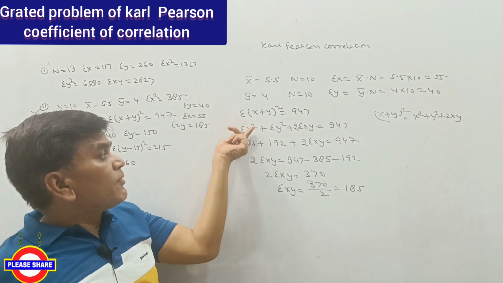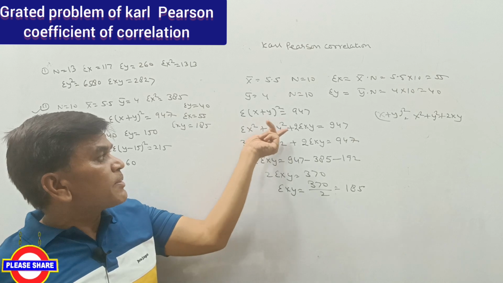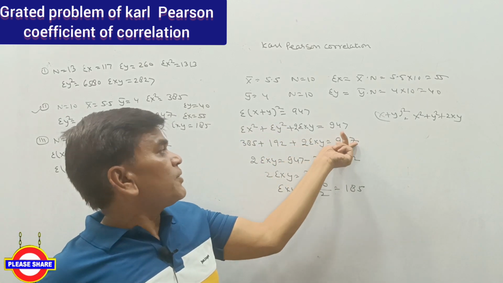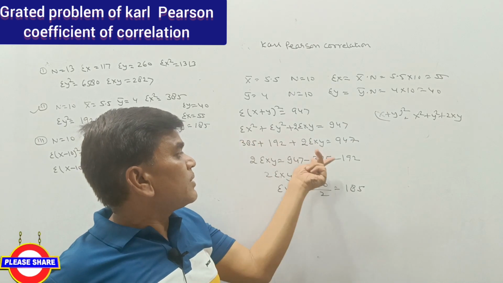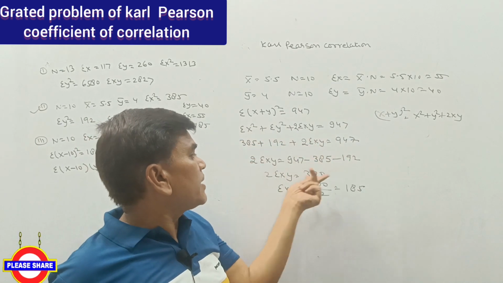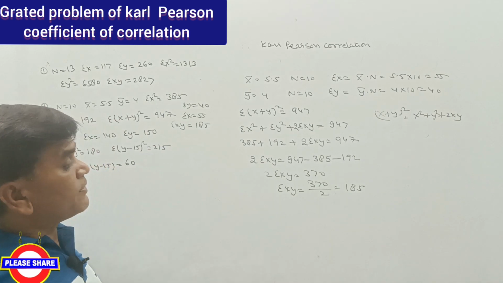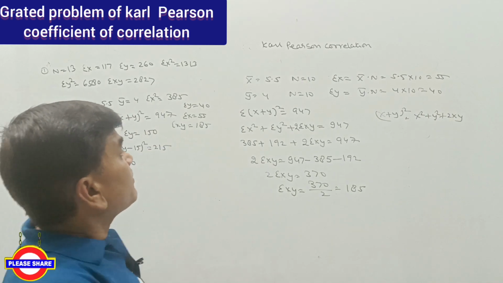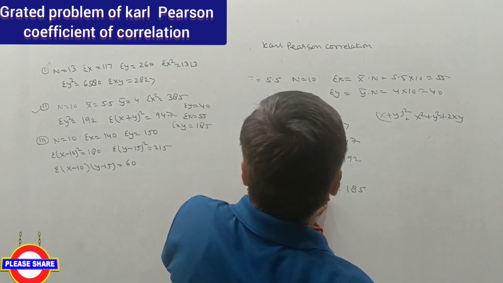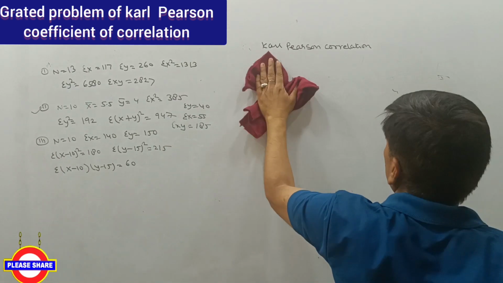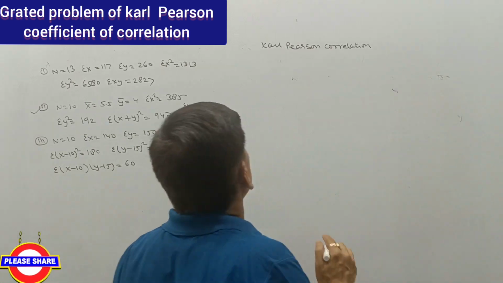So I have written sigma x square plus sigma y square plus 2 sigma xy is equal to 947 given. The value of sigma x square is 385, sigma y square is 192 given, plus 2 sigma xy is 947, so 947 minus 385 minus 192. So we have calculated the value of sigma xy, that is 185. Now we have the formula and can get the result, no problem at all. This question has now become simple.